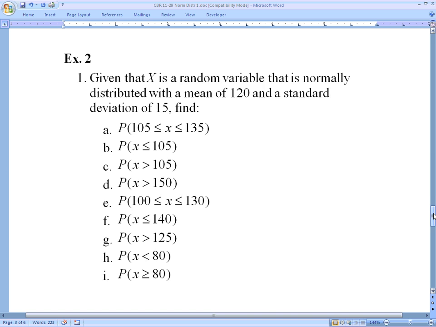To start with, we have just a bunch of values here, given that x is a random variable that is normally distributed. They tell us the mean is 120, and the standard deviation is 15. Part A says find the probability that it's between 105 on the low end and 135 on the high end.